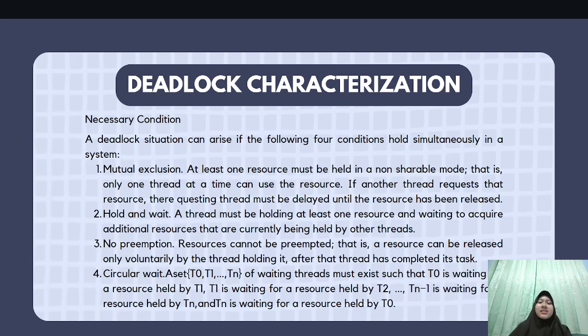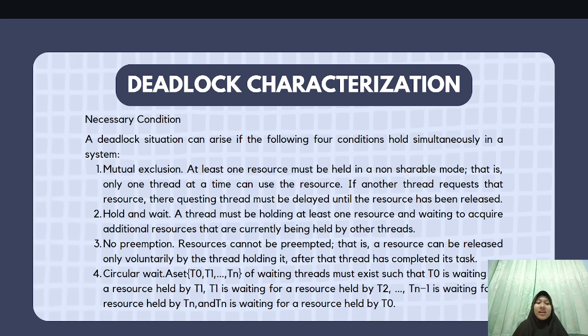Okay, the third one is deadlock characterization. There are necessary conditions. A deadlock situation can arise if the following four conditions hold simultaneously in a system. The first one is mutual exclusion. At least one resource must be held in a non-shareable mode. That is, only one thread at a time can use the resource. If another thread requests that resource, the requesting thread must be delayed until the resource has been released.